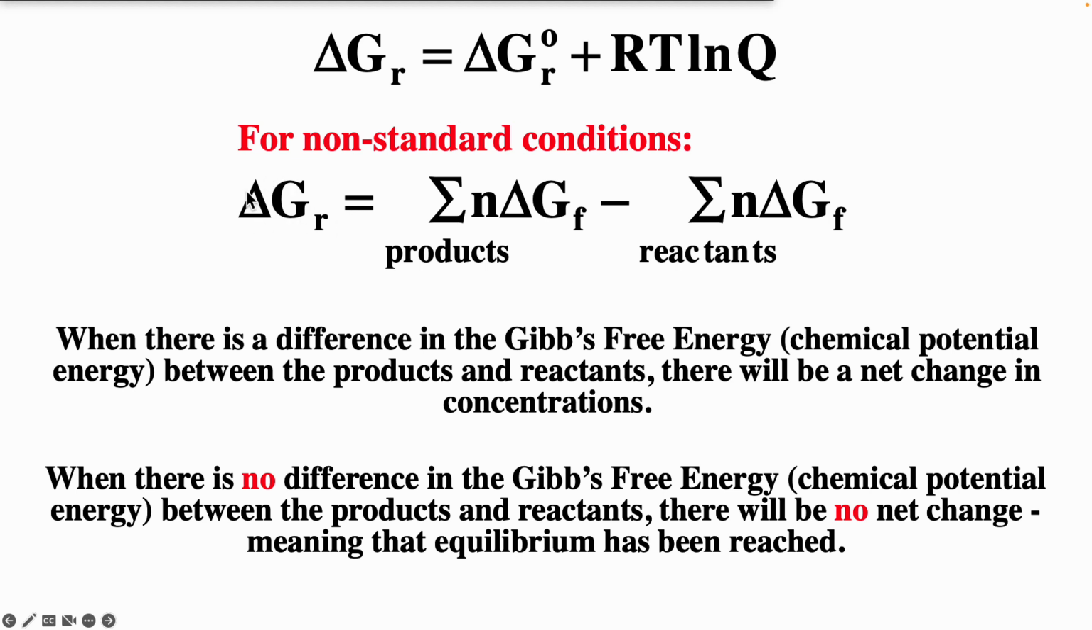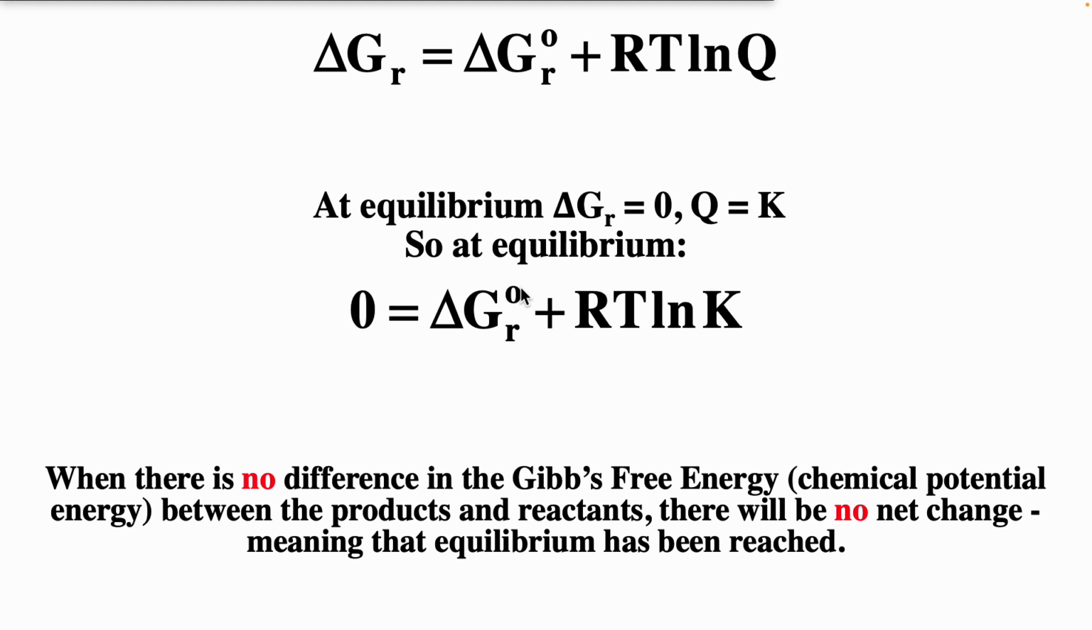If delta G is positive, that means the products have higher Gibbs energy than the reactants. And so that means the slope would be positive, and it tells you the direction of the change. At equilibrium, delta G equals 0, because again, the slope is going to be 0, and Q equals K. So we can take this equation and put 0 for delta G and K for Q, and we get this.